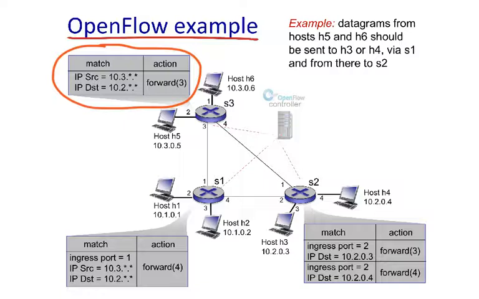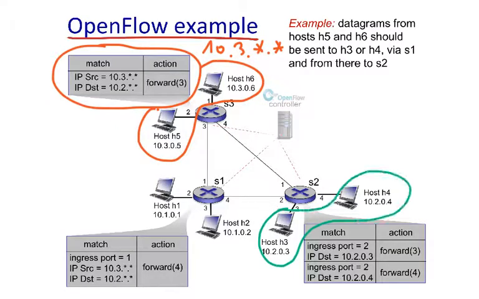All the packets created on this network, 10.3.*, are sent to this network, with prefix 10.2.*, and must be forwarded using this path, outgoing port number 3. Okay, so this is the content of the flow table of S3.